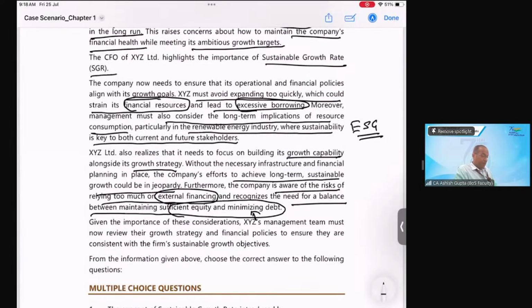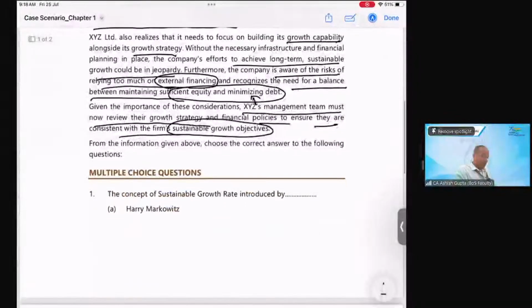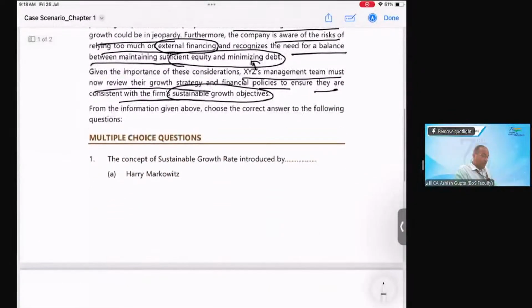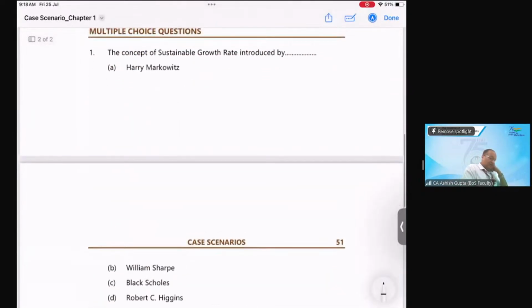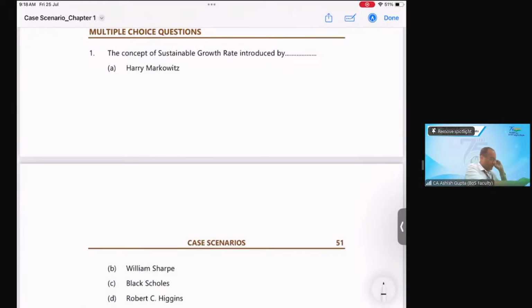Given the importance of these considerations, XYZ's management team must now renew their growth strategy and financial policy to ensure they are consistent with the sustainable growth objective. From the information given above, choose the correct answer to the following. If you have referred to the study material, you can answer the first question. I am waiting for your answer. One minute is with you.